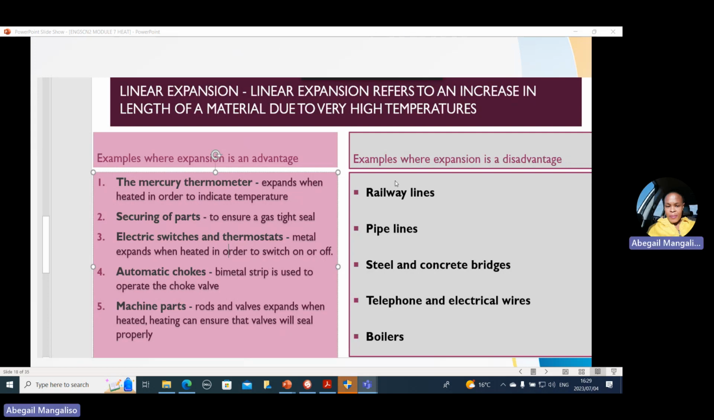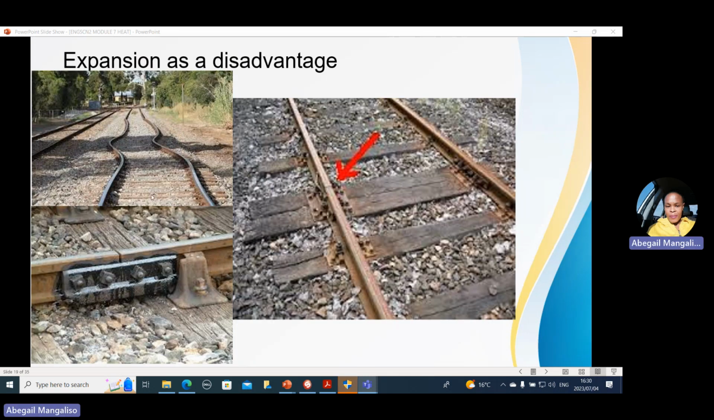Examples where it is a disadvantage. The railway lines, when it is extremely hot, tend to expand. The pipeline, the steel and concrete bridges, the telephone and electric wires, the boilers. So when they are too hot, they expand, or the pipeline will sag down. These are the examples where it is a disadvantage.